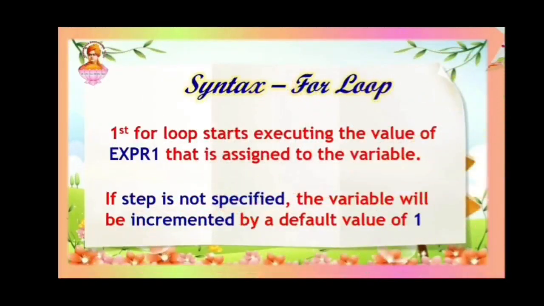First, the for loop starts executing: the value of expression 1 is assigned to the variable. For variable equal to expression 1, what is the value given to expression 1? The for loop starts executing with that value. If the step is not specified, the variable will be incremented, incremented meaning added, by the default value of 1. So if the value in expression 1 is 20, the next process will be carried out for 21, then for 22, like that.